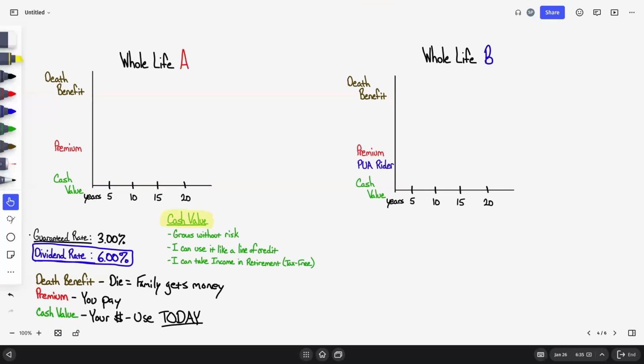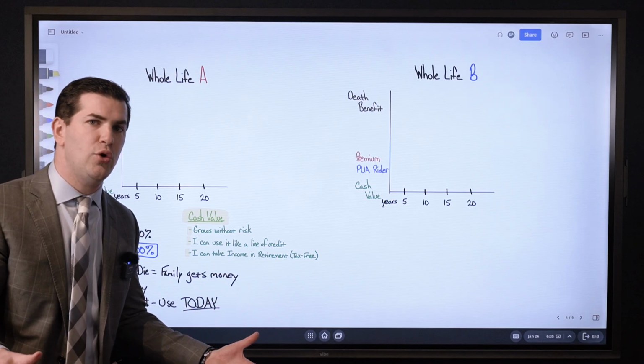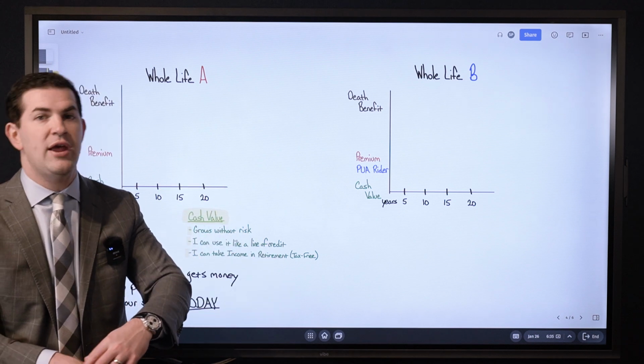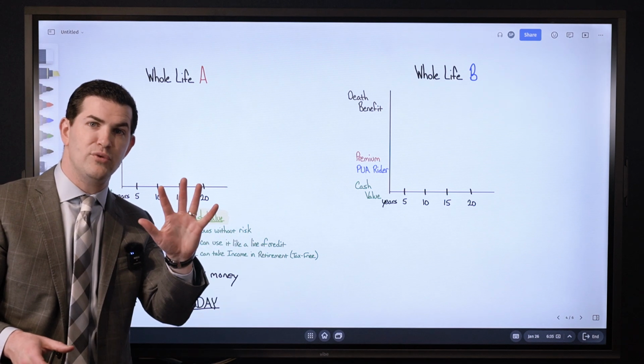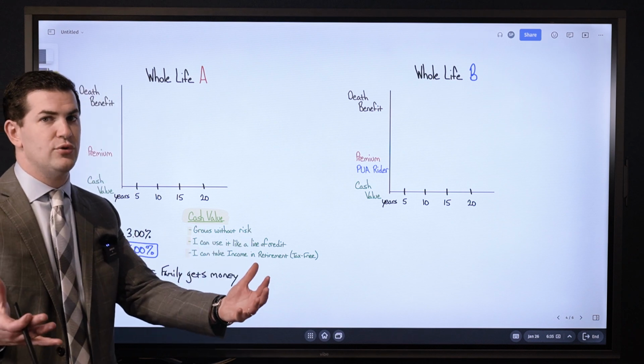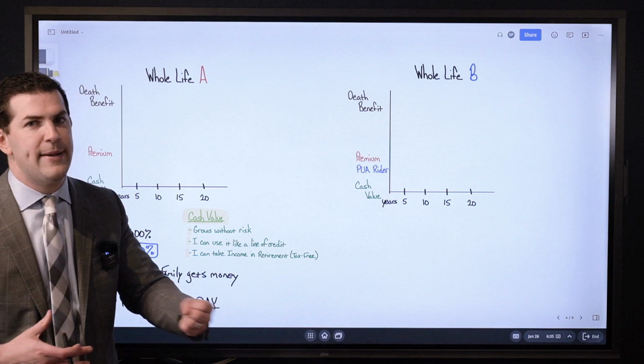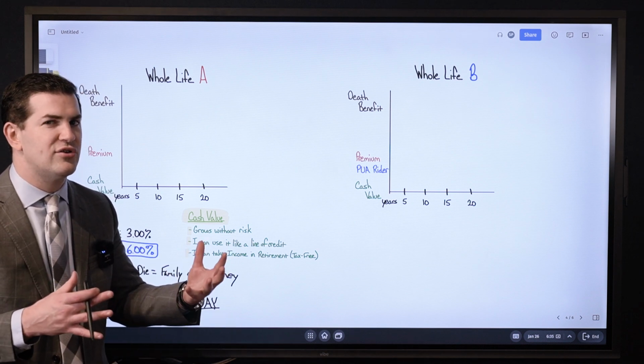And here's typically the three reasons why. Grows without any risk, safe place to put money. I can use it like a personal line of credit. What that means is you can borrow against it if you've got $100,000 in cash value that's earning 4 or 5%. You can take $50,000 and you continue to earn that 4 or 5% on the full $100,000. So the money keeps on cranking for you. I do have to pay interest on the amount I borrow, so that'll offset the gains a little bit.